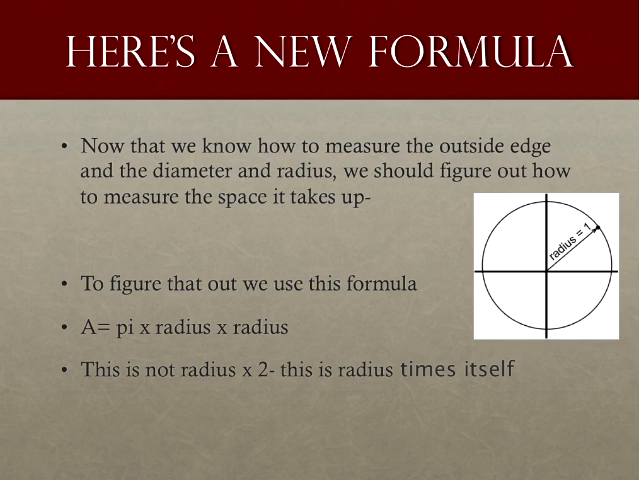Now that we know how to measure the outside edge and the diameter and, of course, the radius, we should figure out how to measure the space that a circle takes up. Now, the area of a circle is another one that uses pi, or 3.14, times radius times radius. All right? So this is different. This is not radius times 2. It's radius times radius. Does anybody know what it's called when we do that with a number? We multiply it by itself.